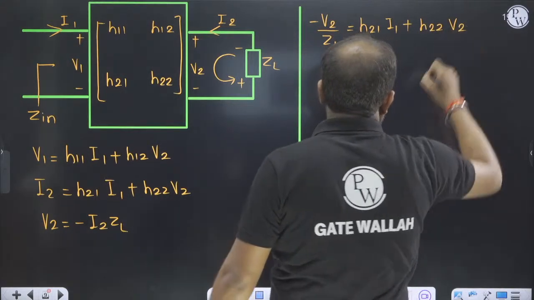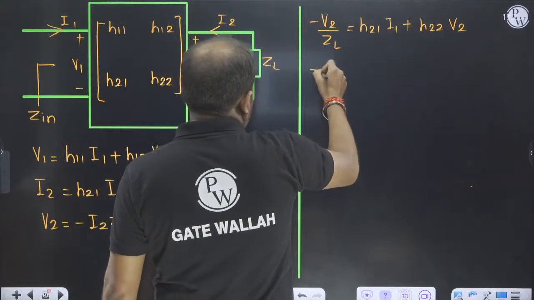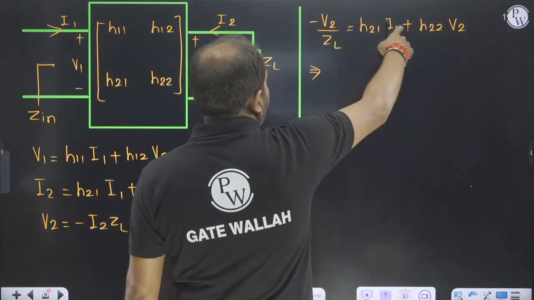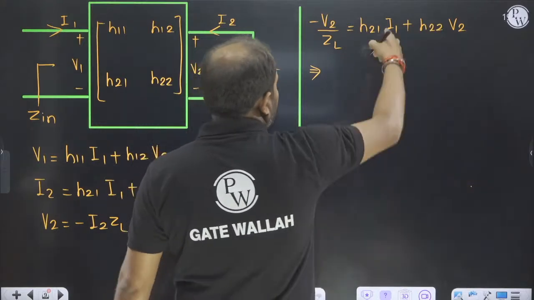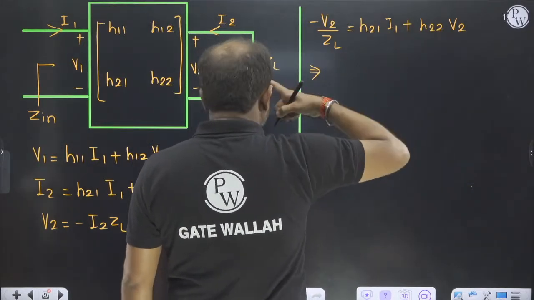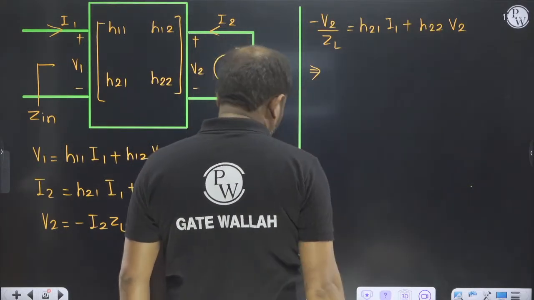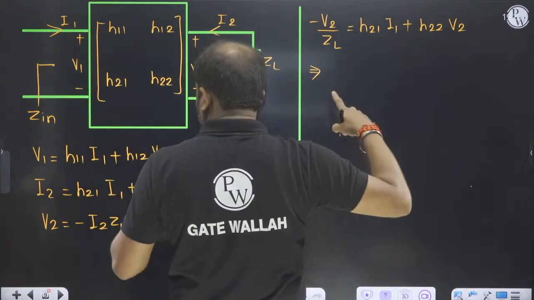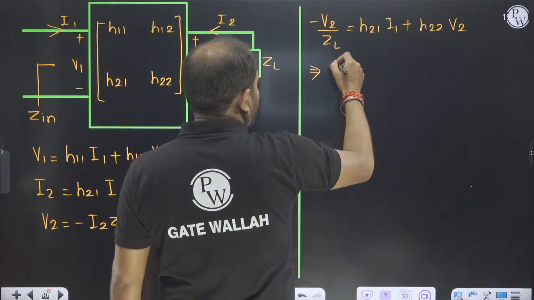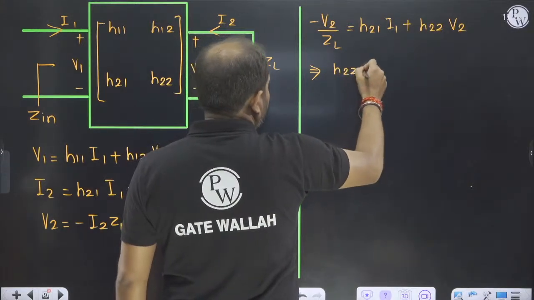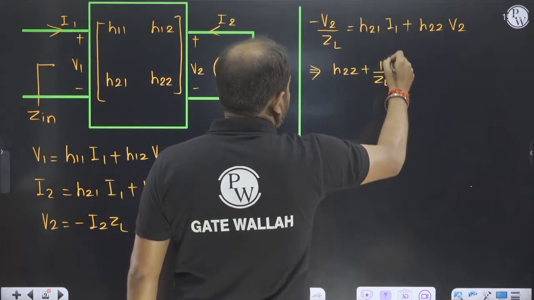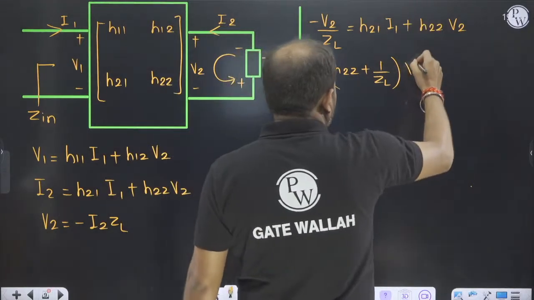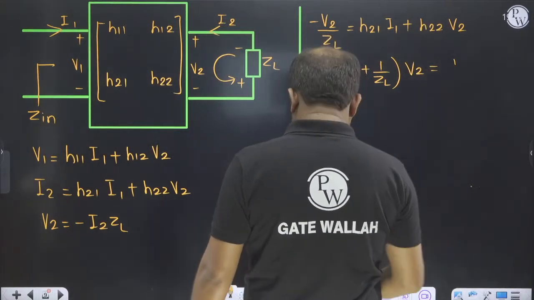Then I1 is equal to something. In this case I have to find V2. So V2 times H22 plus 1 by ZL is equal to minus H21 into I1.